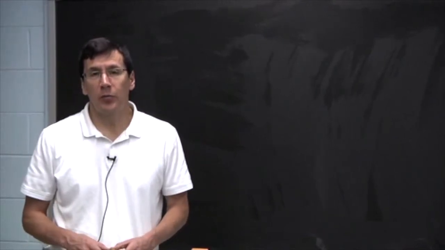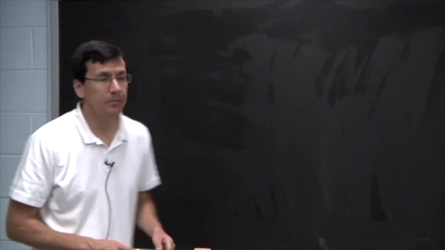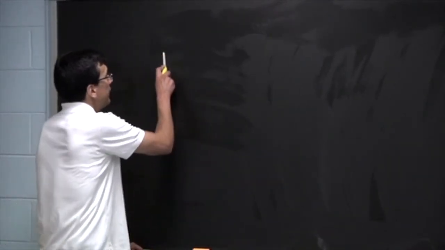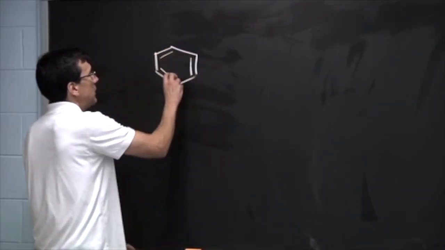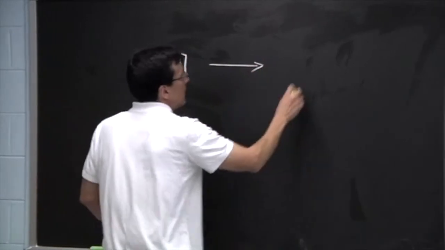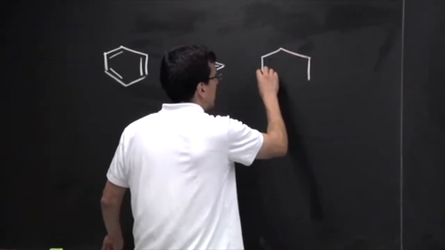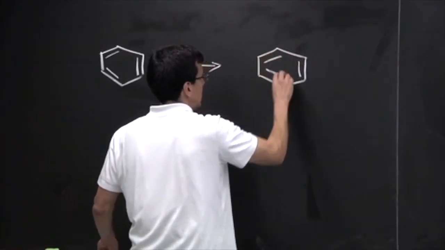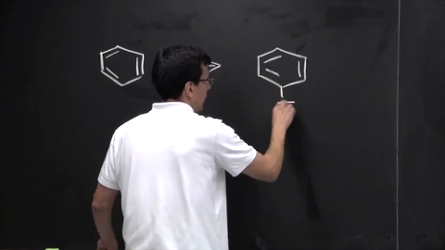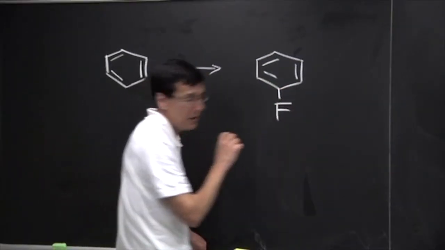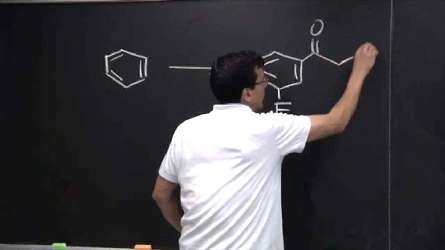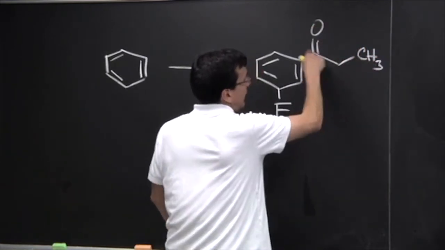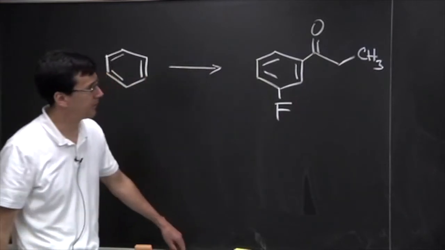Let's do one last problem, one more synthesis problem. In this problem, we will again start with benzene. And then the product has a fluorine in it. So say we want a fluorine there, and then we want this acyl group at this position.